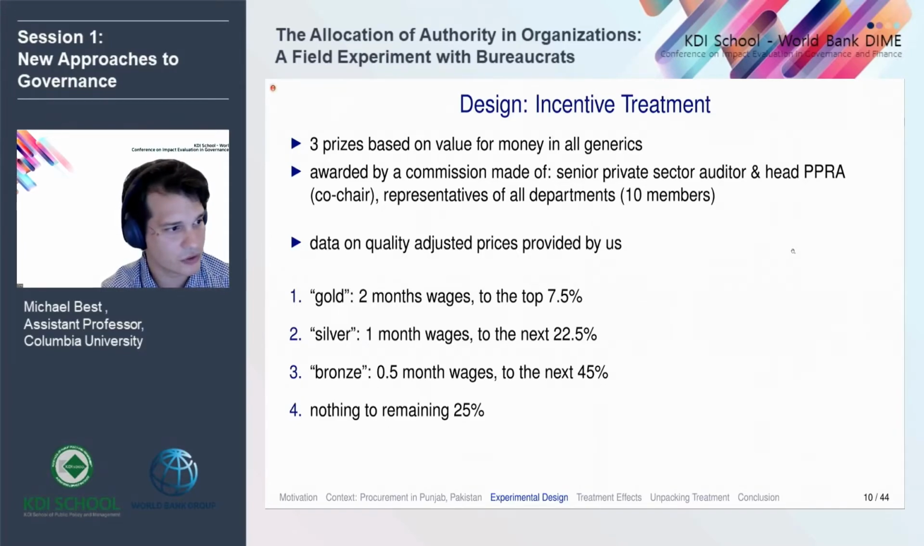The top group, the gold group, gets 2 months' salary as a bonus. The silver group gets 1 month's salary. The bronze group gets half a month. And then the bottom group got nothing.